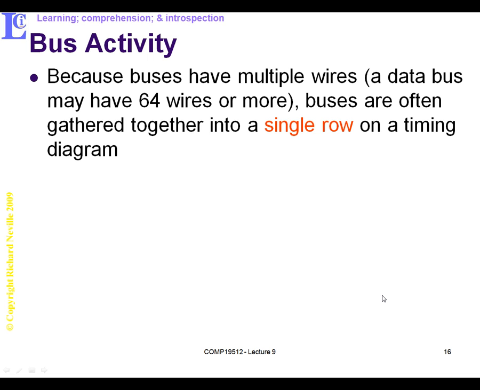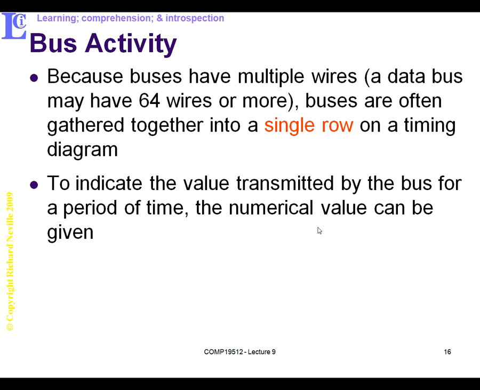Now this is quite easy to see with two lines, but if we get to big processors with large memory addresses or large data buses, we might have a number of wires collected together, say 64 wires, which is quite a large bus. These are gathered together and could be seen in a single row on a timing diagram. So let's look at that when the buses themselves get larger. Now we're going to look at the transmission of data over a particular bus, given a particular numeric value.